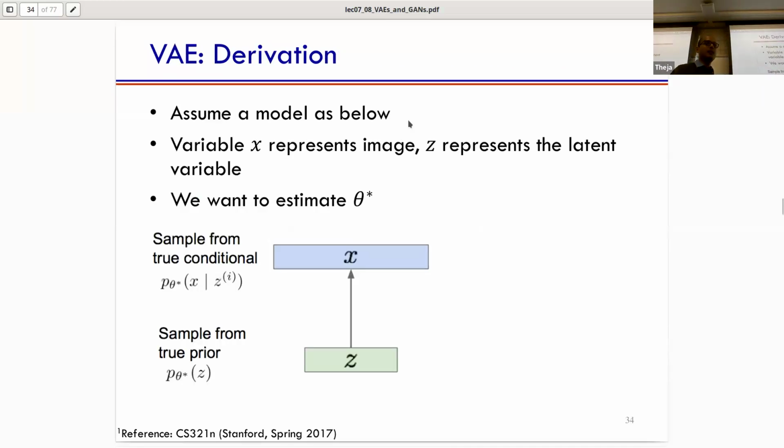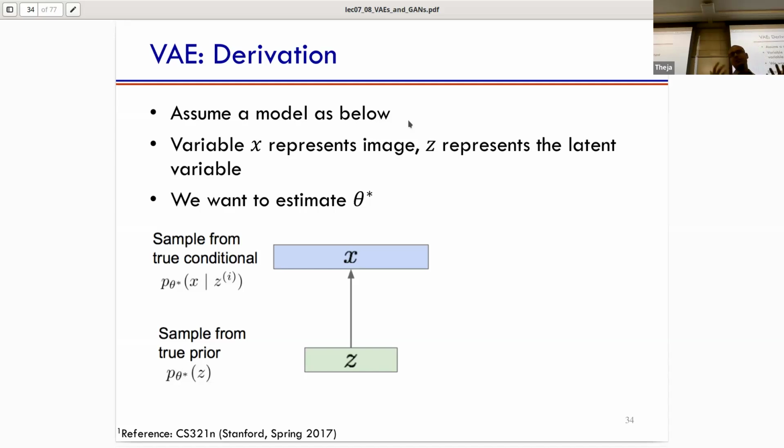So let's talk about the loss a little bit more. The starting point is that these are random variables. X is a random variable, Z is a random variable. Since there are two random variables, there's going to be a joint distribution between them, P of X comma Z.